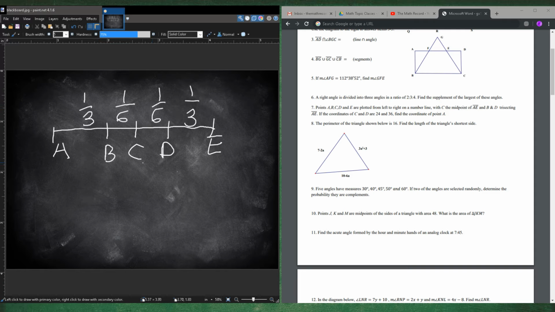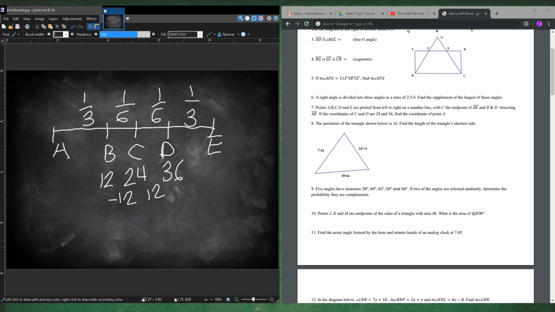So if the coordinates of C and D are 24 and 36, find the coordinate of A. So the distance from C to D is just 12, from 24 to 36. So that's just 1/6 away, and it's also 1/6 away from B to C. So you've got a minus 12 here. So that becomes a 12, right? Because 24 minus 12 equals 12.